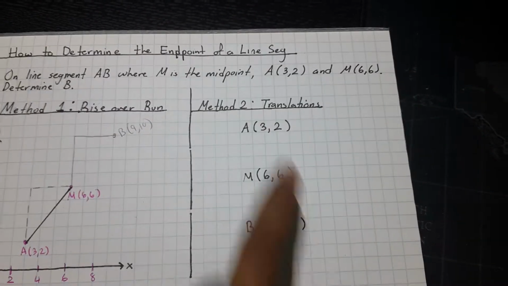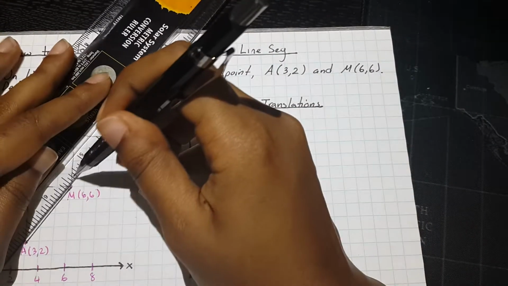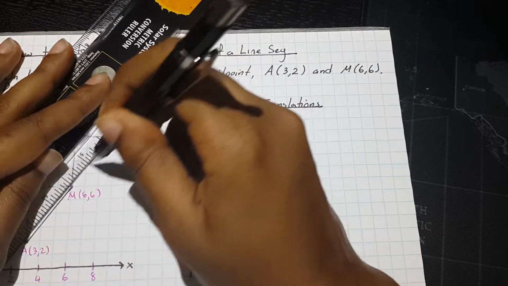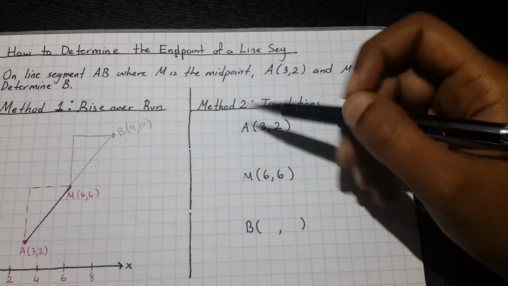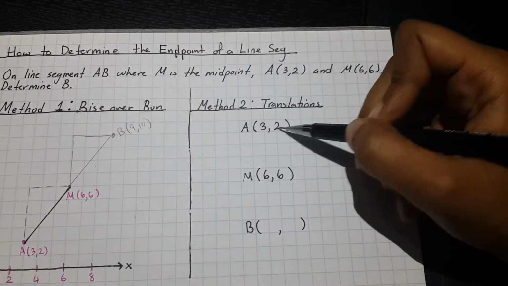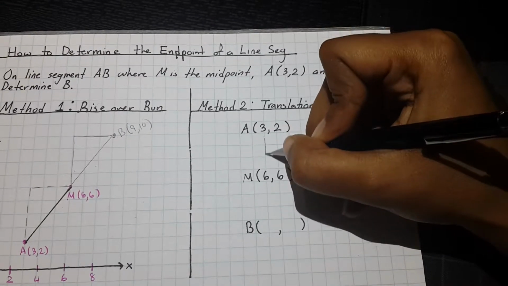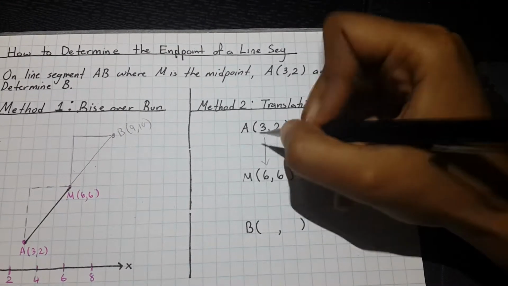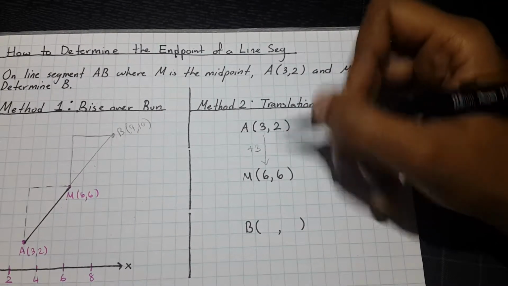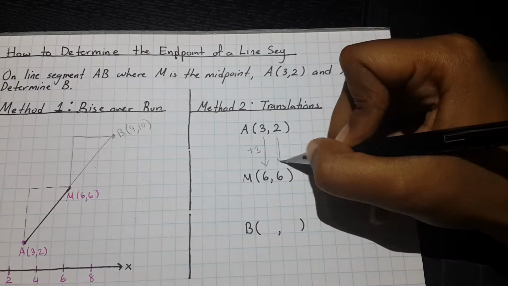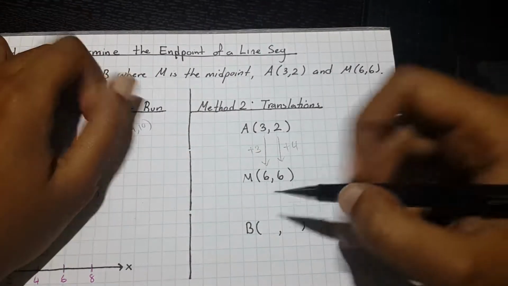Now method 2 uses translations. It's very similar to method 1, except you're not using a graph. You're just using the distance between the numbers. So again, we're going to start off with one endpoint, A, (3, 2). Now you ask, how far does it take to get from 3 to 6? Well, that's plus 3. How far does it take to get from 2 to 6? Well, that's plus 4. And then you apply those same numbers down here as well.